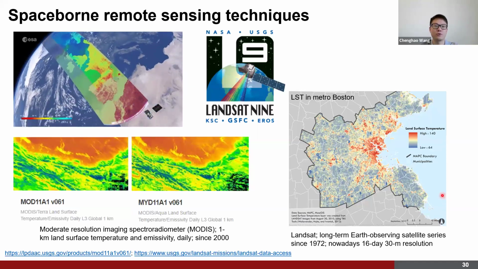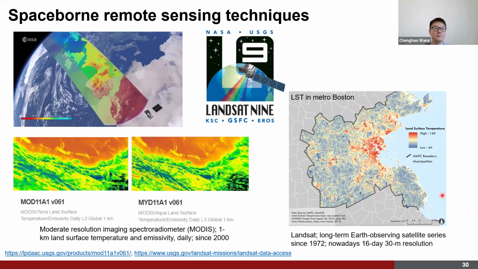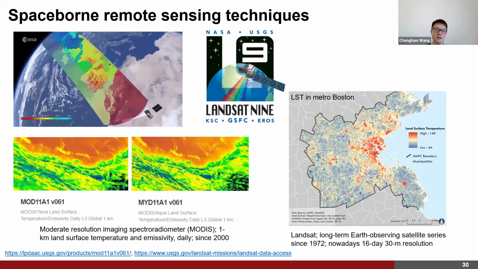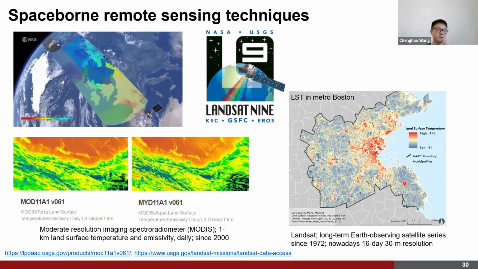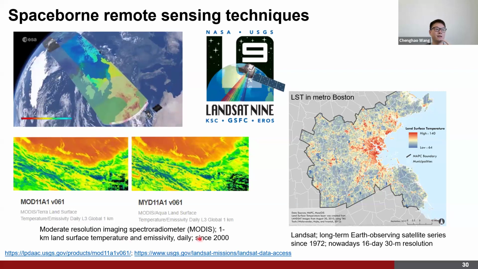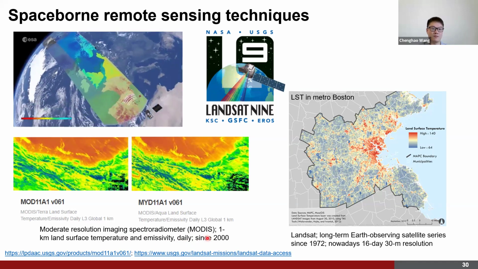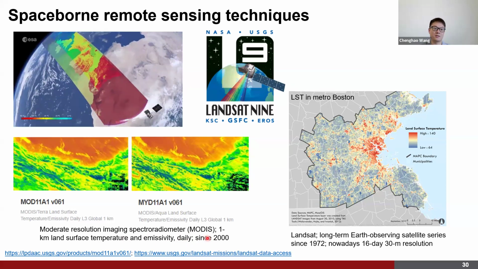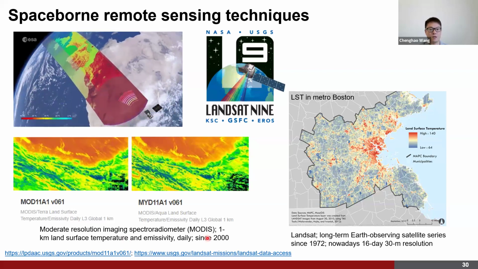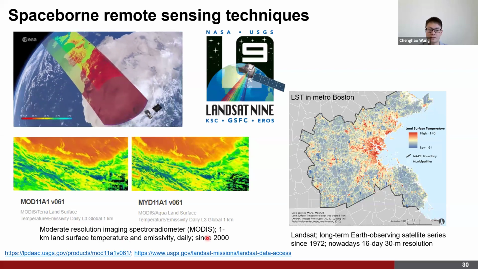The last platform I want to introduce here is space-borne remote sensing. One of the most commonly used satellite remote sensing products in the field of urban climate is MODIS, the Moderate Resolution Imaging Spectroradiometer, which can provide spatially continuous measurements of land-surface temperature or other urban environmental variables, such as vegetation distribution or water body distribution, or any other urban climate-related variables. Okay, any questions so far?